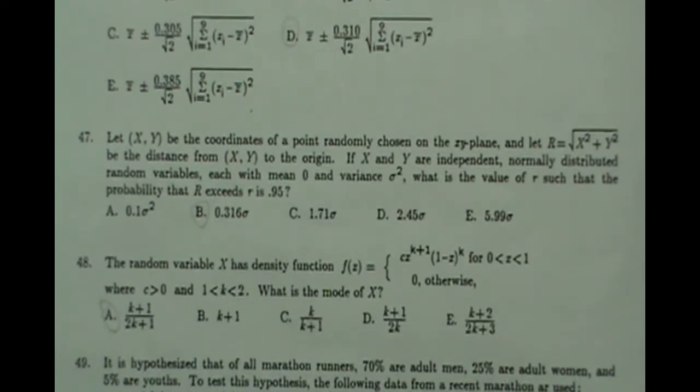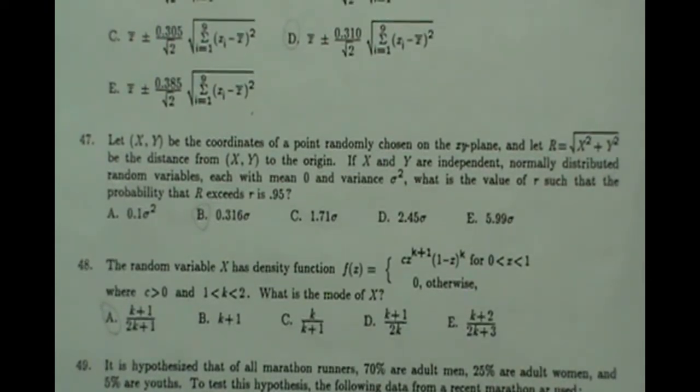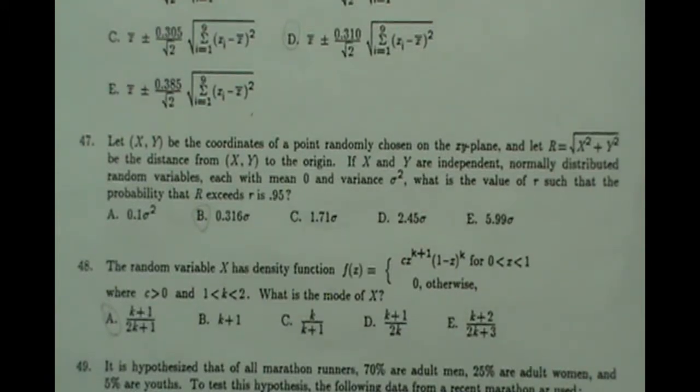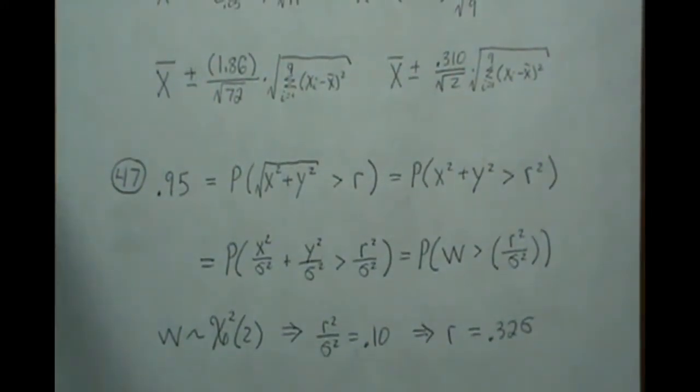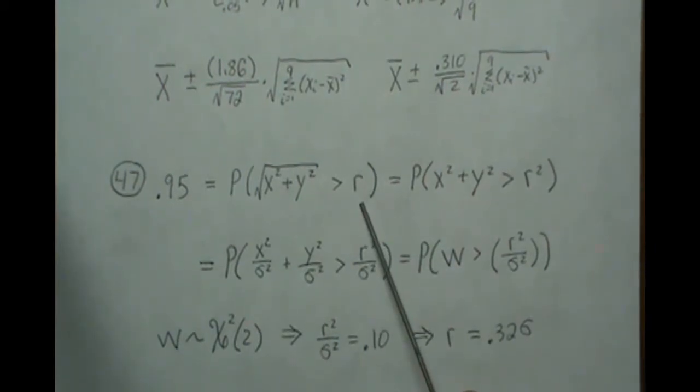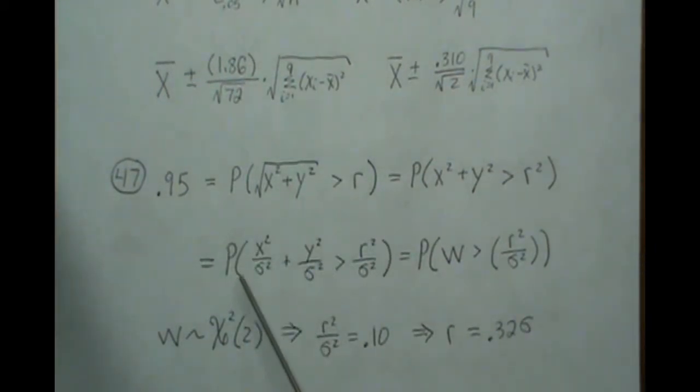Number 47, let x, y be the coordinates of a point randomly chosen from the xy plane, and let r equal to the square root of x squared plus y squared be the distance from x, y to the origin. If x and y are independent, normally distributed random variables, each with mean 0 and variance sigma squared, what is the value of r such that the probability that r exceeds little r is 0.95? So 47, we want to find little r such that this probability is 0.95.